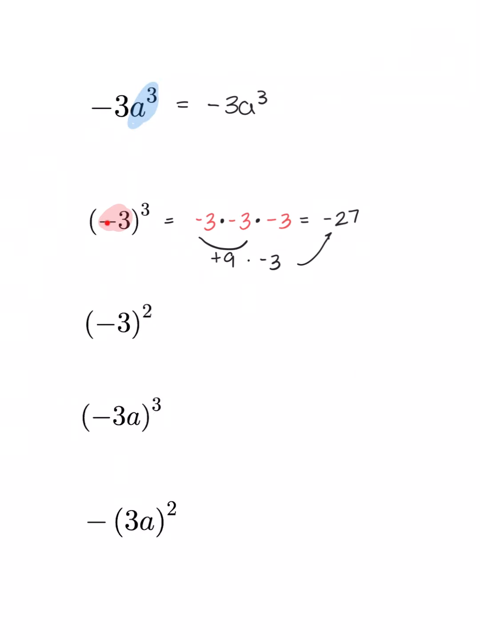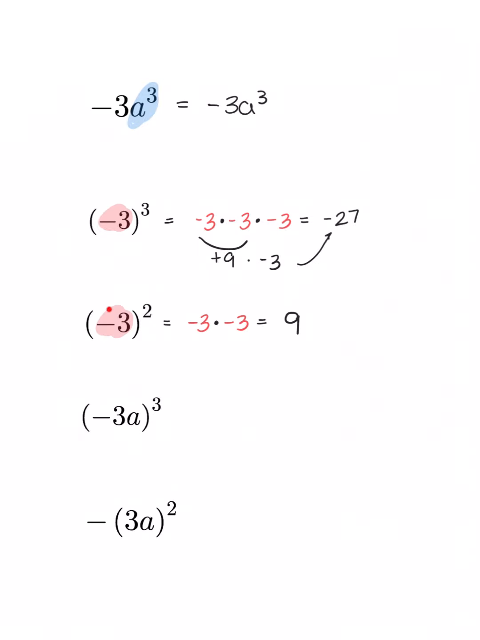Notice that on this first one, the negative 3 is being cubed, so I write it down 3 times. 2 negatives, when multiplied, make a positive. And then we multiply it times that third negative 3, it turns back negative. We have a negative 27 as our final answer.